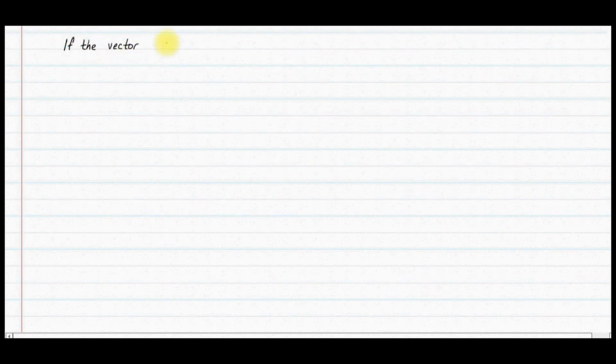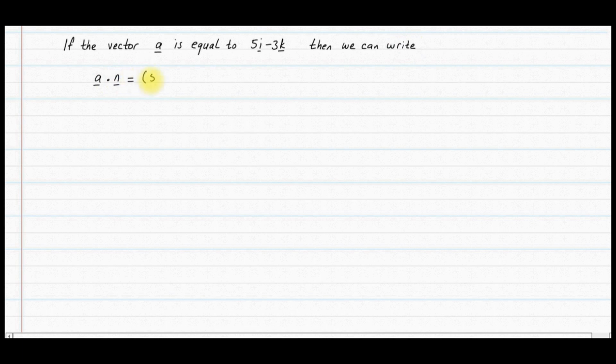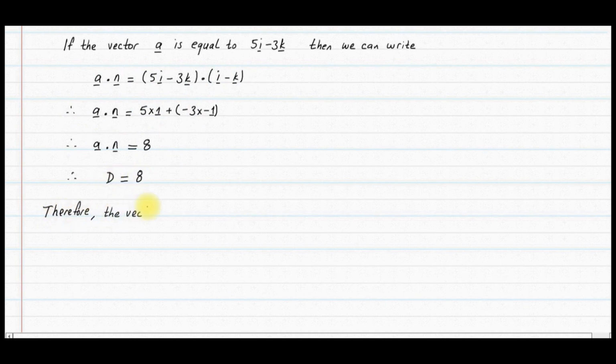If the vector A is equal to 5i minus 3k, then we can take the scalar product of the vectors A and n to obtain the value of the uppercase D. Therefore, A dot n equals (5i minus 3k) dot (i minus k). Therefore, A dot n equals 8, which means the value of the uppercase D is 8.